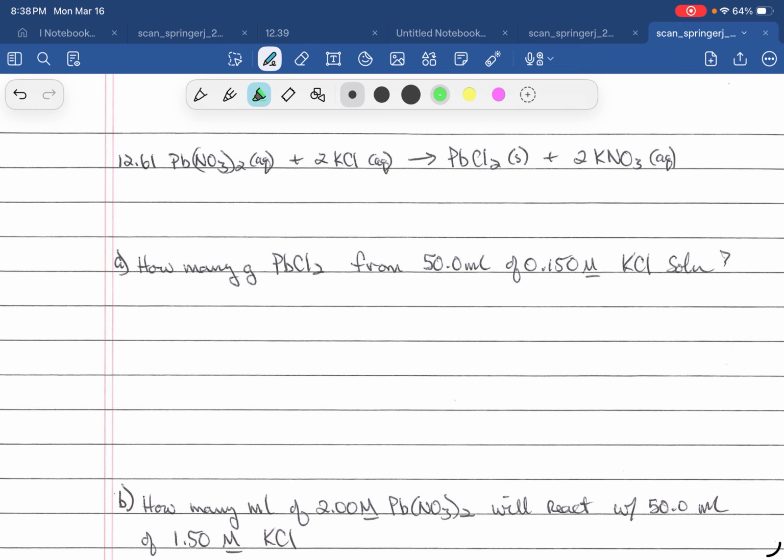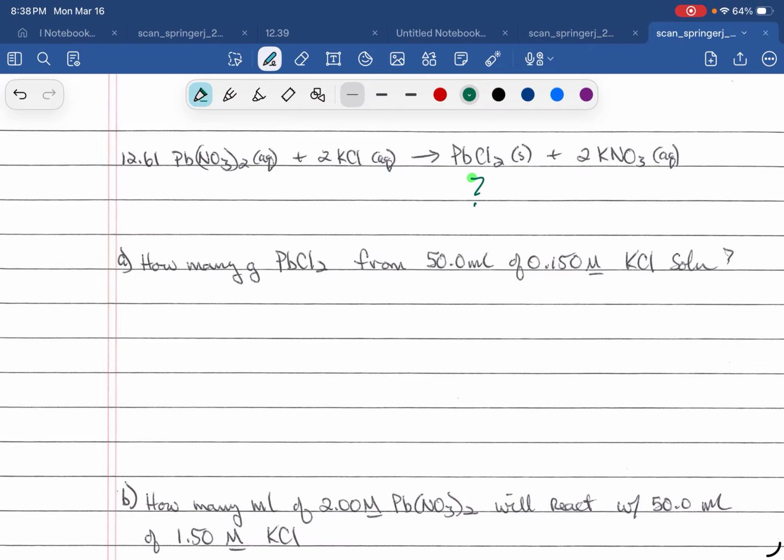So anyway, here's the problem. It says how many grams of PbCl2, so we're trying to find that, from 50 milliliters of 0.150 moles per liter KCl. So I'm going to go ahead and change that 50 milliliters into liters. I divide by 1,000, so it'll be 0.0500 liters and 0.150 moles per liter.